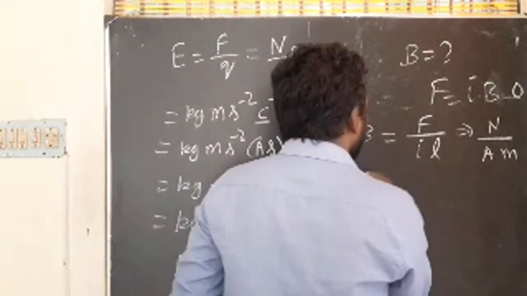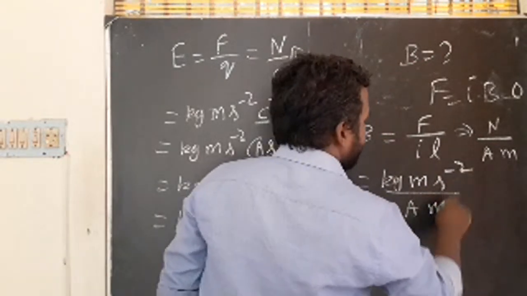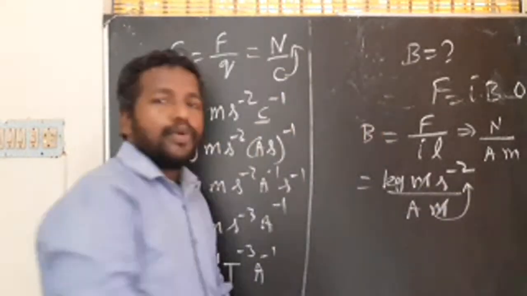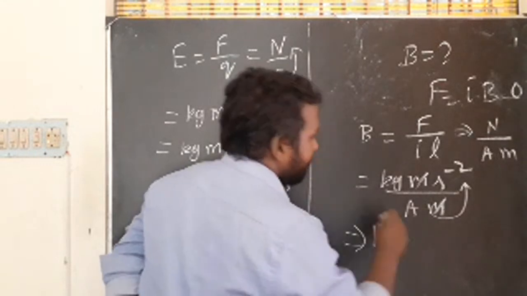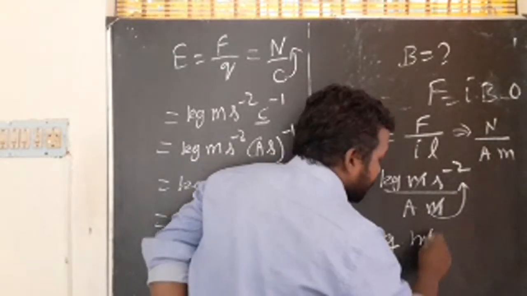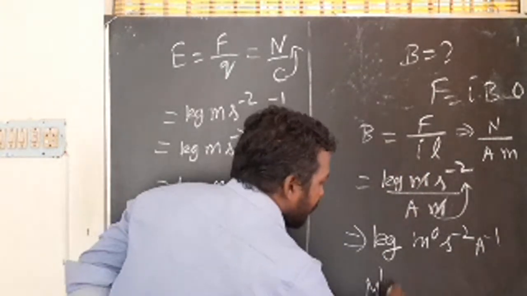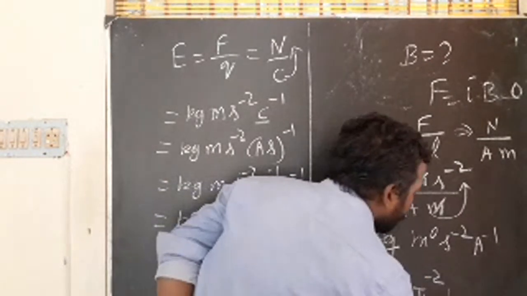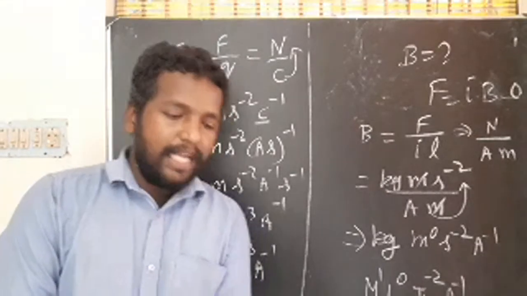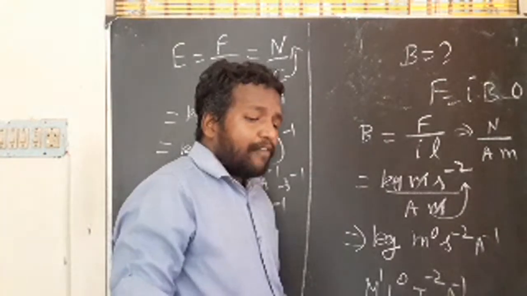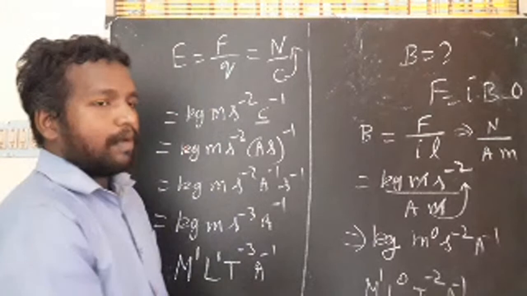Newton is kg meter second minus 2 divided by ampere into meter. Meter gets cancelled. Ampere from the denominator I will take to the numerator. The unit we are going to get is kg, meter power 0, second minus 2, ampere inverse. So the dimensional formula is M power 1, L power 0, T power minus 2, A power minus 1. This is the dimensional formula for magnetic field. So now we are finding the SI unit and dimensional formula for all of these.